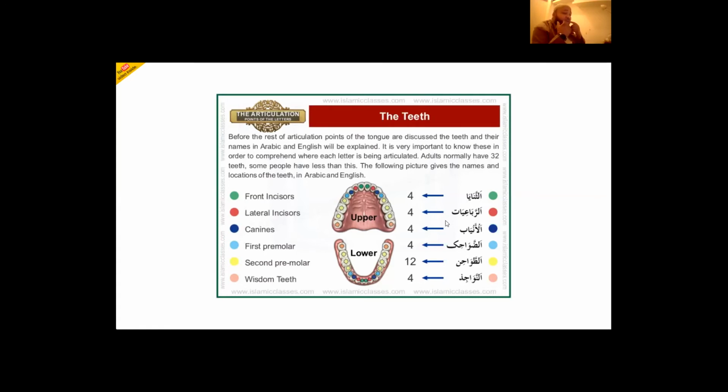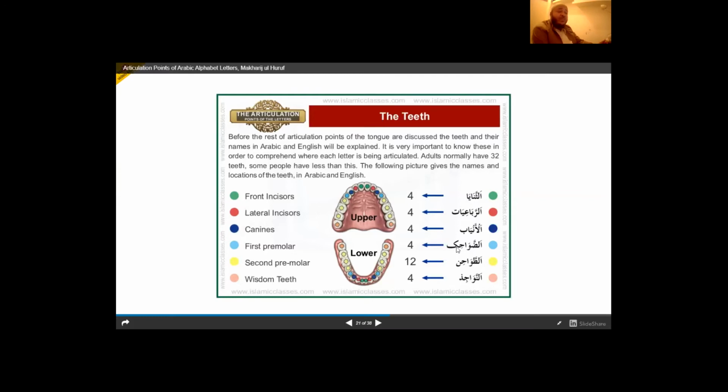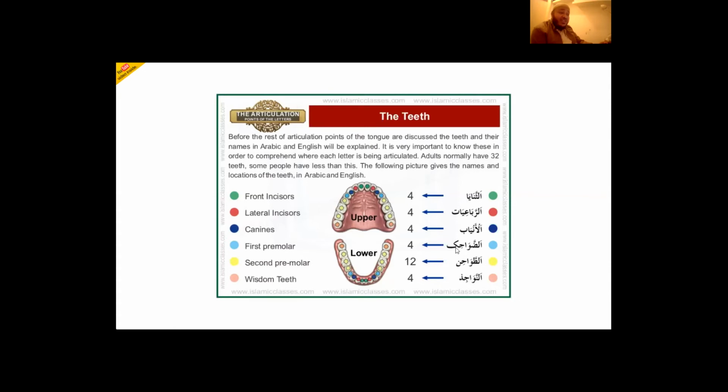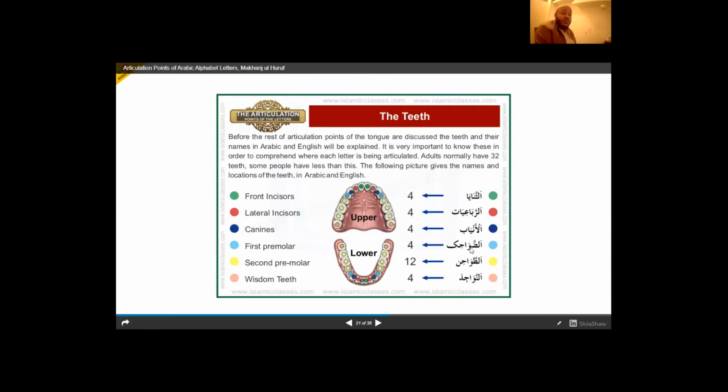Then you have the wahik going down, okay. They're the premolar teeth. Why are they called the wahik? The wahik derived from dhahaka. It means to laugh. When you laugh, okay, those are the teeth that show. So it was named after laughing, the wahik, derived from the Arabic word dhahaka.